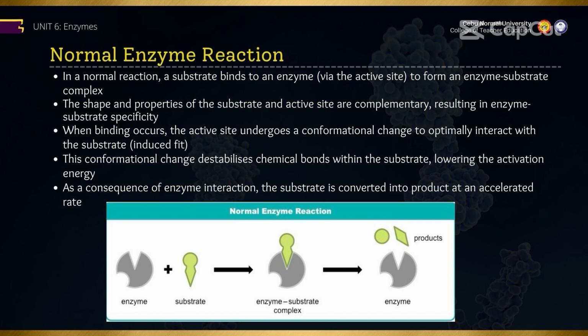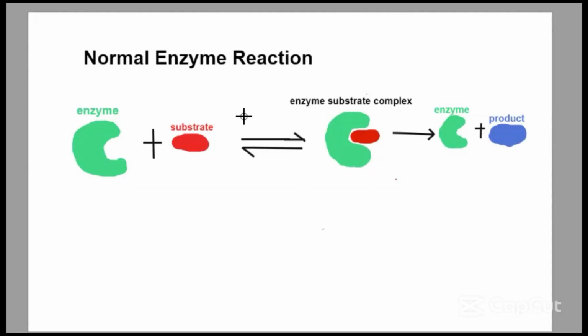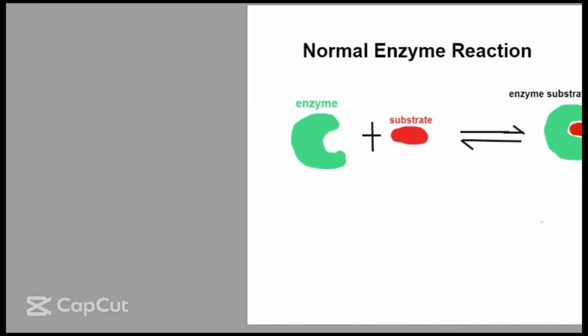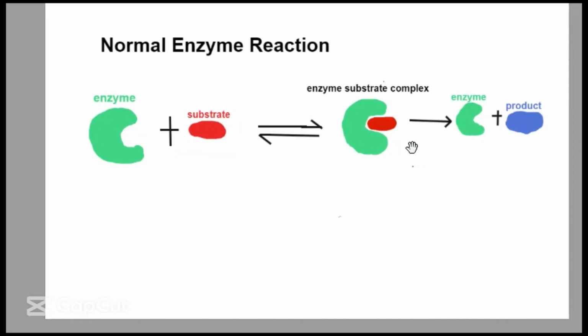I'm going to show you an illustration or drawing on how this works. So this is how a normal enzyme reaction looks like. Here we have our enzyme, our substrate, and then our double arrow, so enzyme substrate complex, and the enzyme turns into a product. So what happens here is that in a normal reaction, a substrate binds to an enzyme via the active site. So this is the area, the active site of the enzyme, to form an enzyme substrate complex. So this is how it is going to happen for the normal enzyme reaction.